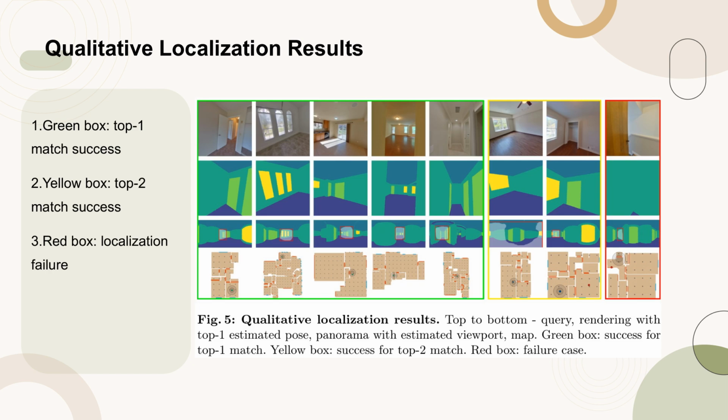Figure 5 presents qualitative localization results for SPVLoc. The top row displays the query camera images, followed by renderings from the semantic 3D model with the top 1 estimated poses in the second row. Green boxed images indicate successful localization for the top 1 match, while yellow boxed images show accurate localization for the top 2 match. The red box signifies a failure case where localization was not achieved.